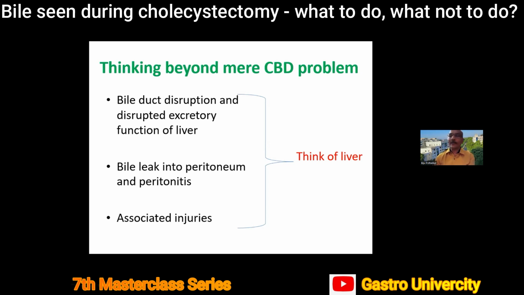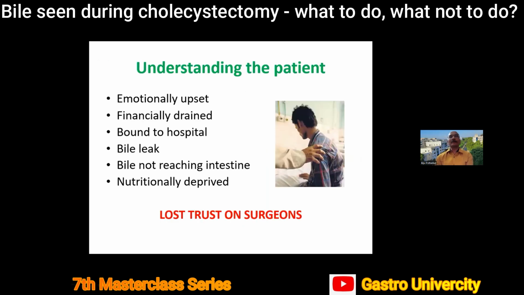We have to make up our mind that when you have bile on the table, your surgical problem has now converted into a liver problem rather than a common bile duct problem. Now stop and think about the patient. This patient came to you for a simple gallbladder problem. You told him 50,000 to 70,000.